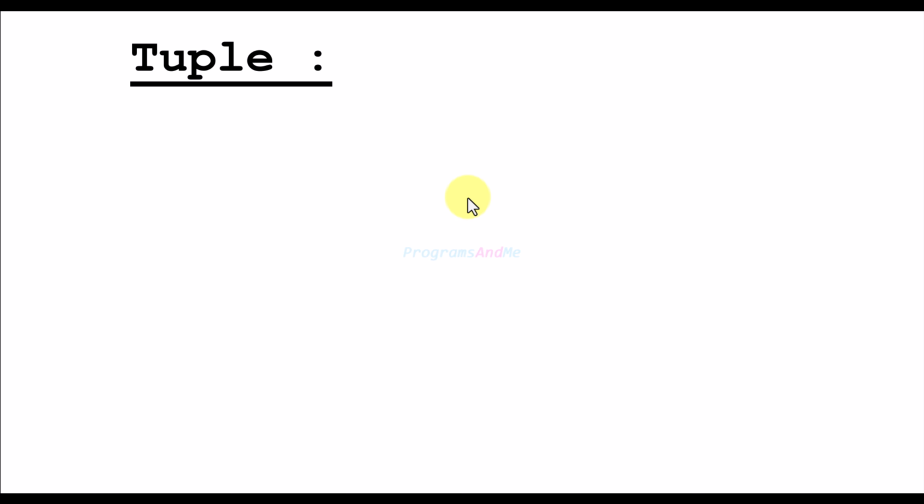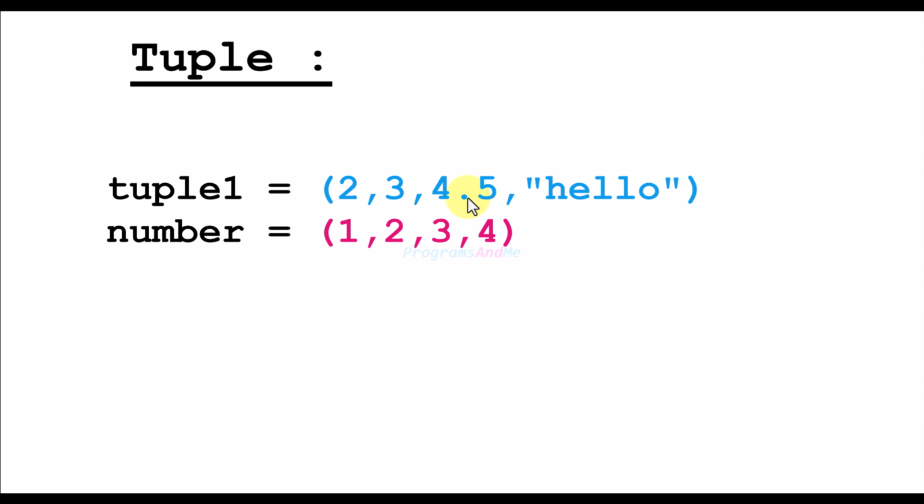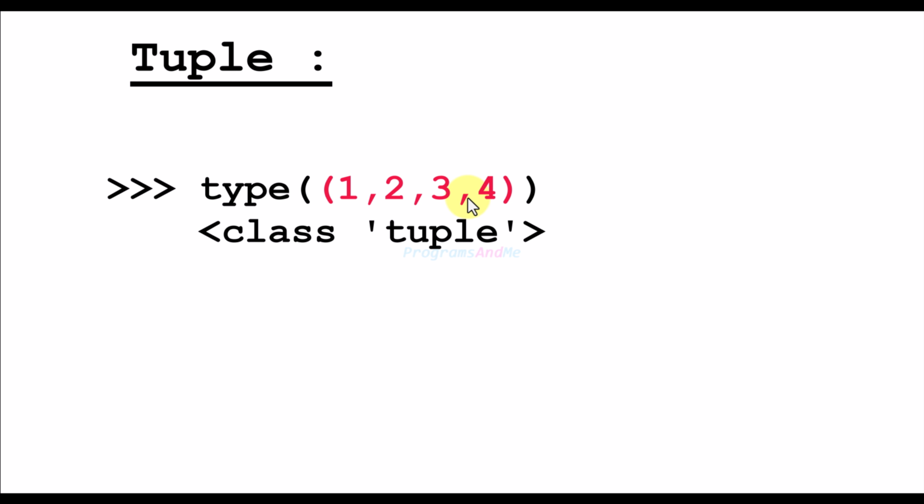Next data type is tuple. Tuple is an ordered collection of items just like a list. But unlike lists, tuples are immutable. Tuples are written with parentheses. Here we can see the example. The memory size of a tuple depends on the base size of the tuple object itself and also the number of elements inside the tuple. And if I use the type function on a tuple, we'll get class tuple. It belongs to class tuple.